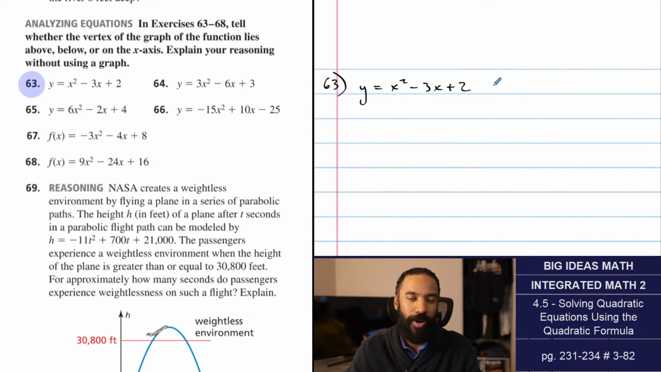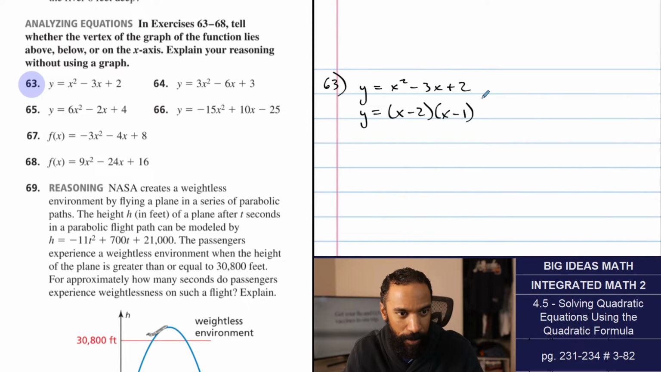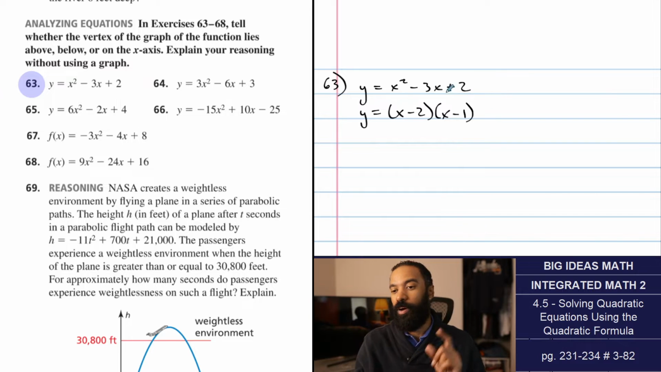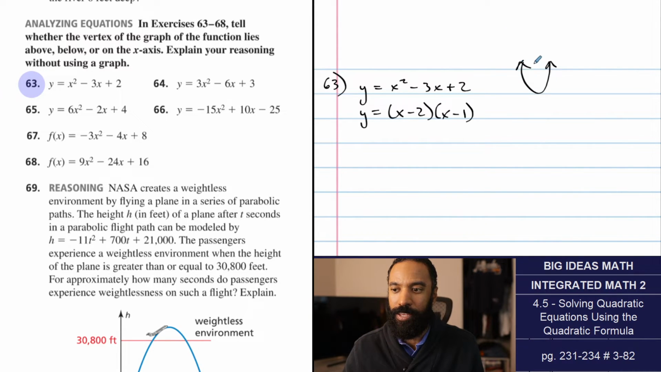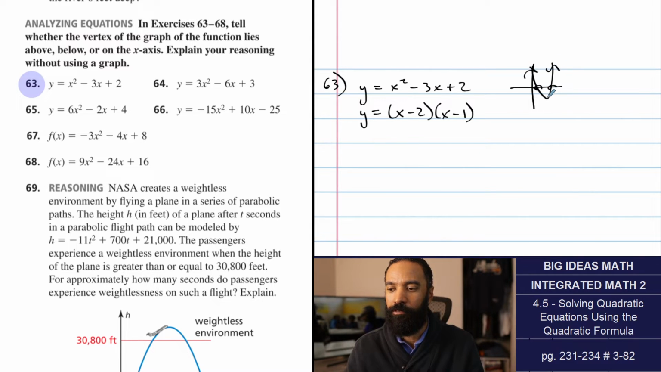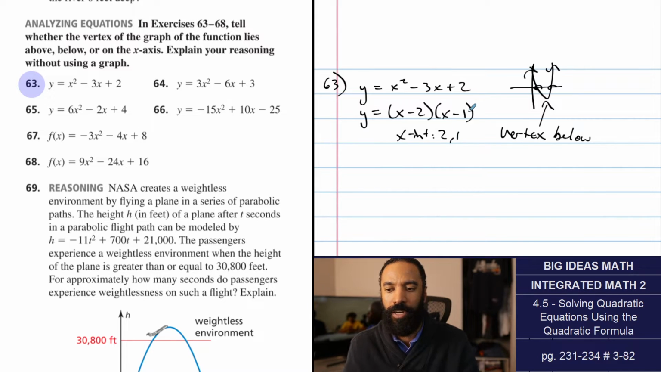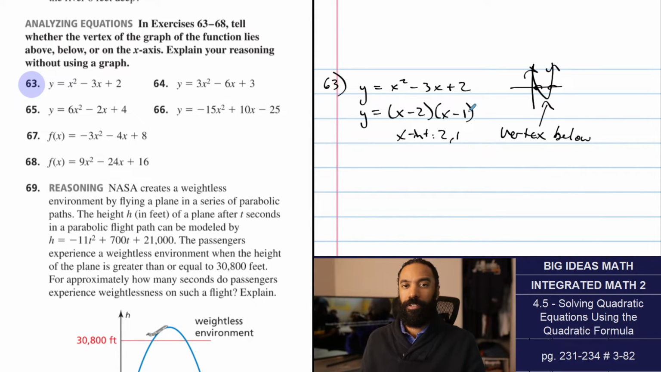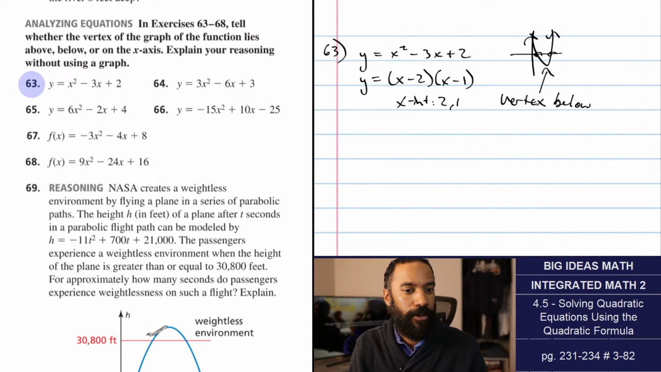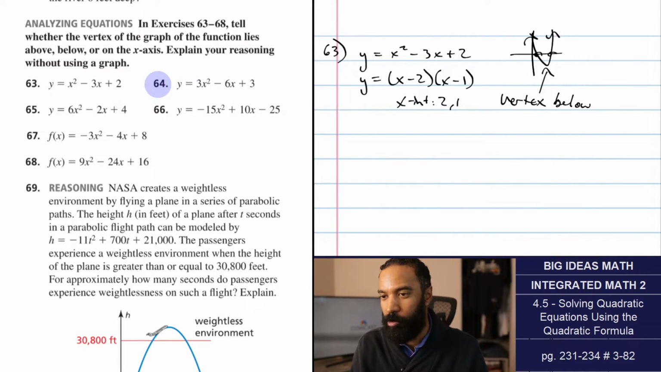Here's how I'm going to do it. I'm not going to do the discriminant. This is factorable. This factors into y equals x minus 2 times x minus 1. What does this tell me about the vertex? First of all, the a is 1, so it's an upward facing graph. It has 2 x-intercepts, at 2 and 1, which tell you the vertex is below. Vertex below, because it has x-intercepts of 2 and 1. We totally could have done the discriminant, but I'm going to use any method I care to. If it's factorable, I'm going for it.